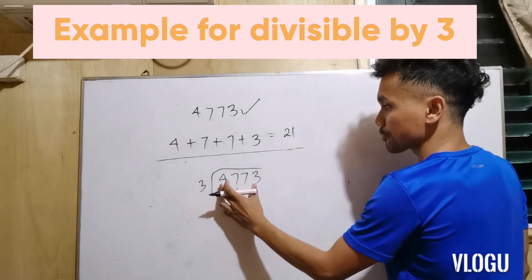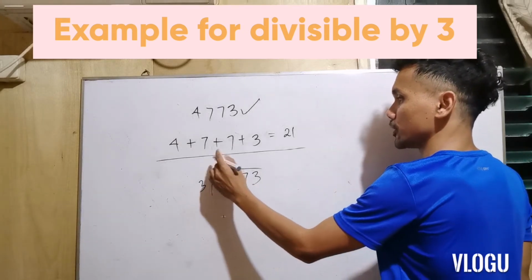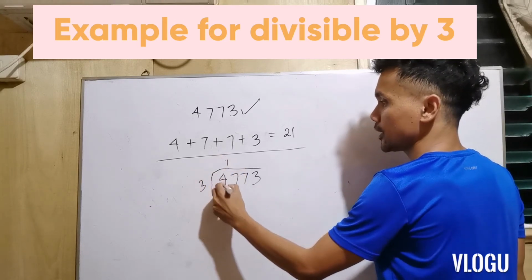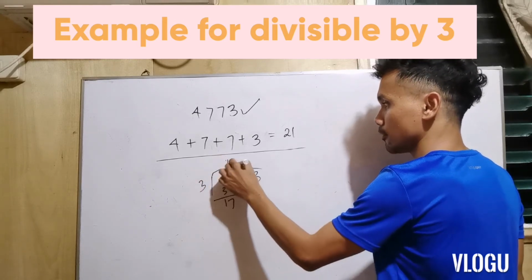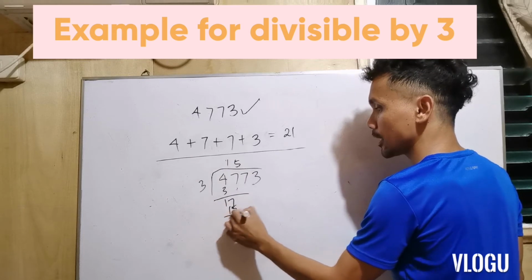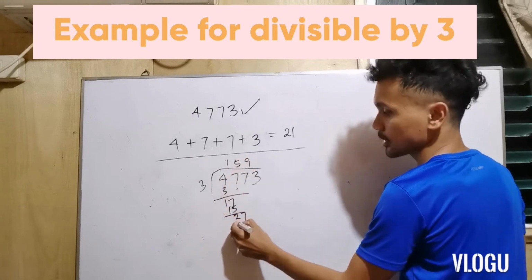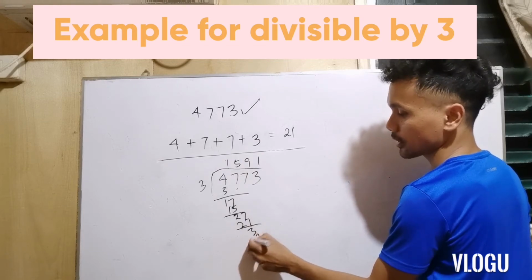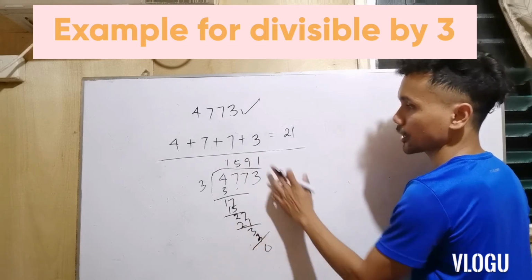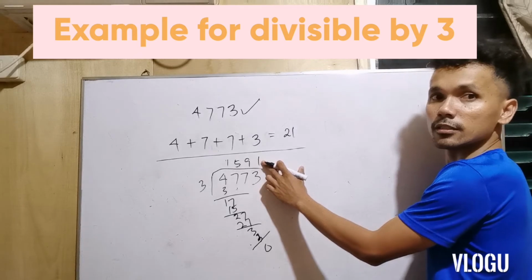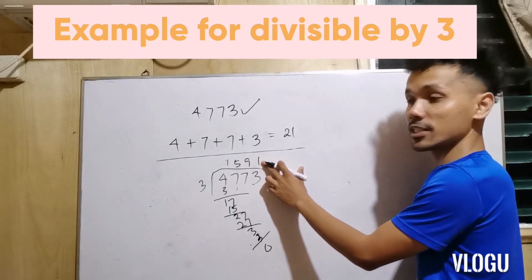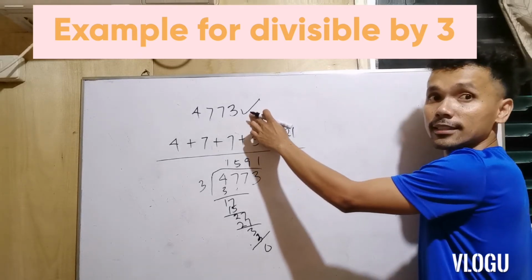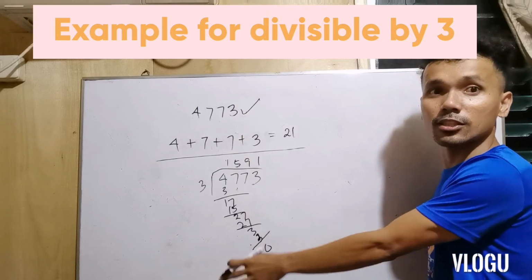So, you have 4773, I can do it. I have 1, 3, 17, 5, 15, I have 27, 9, 27, I have 3. So, I have 1, I have 3. So, I have 0 right here. Okay? Pwede ma-divide, di ba? So, it's divisible by 3. So, we're check right here. Kaso nga lang, medyo matagal to.